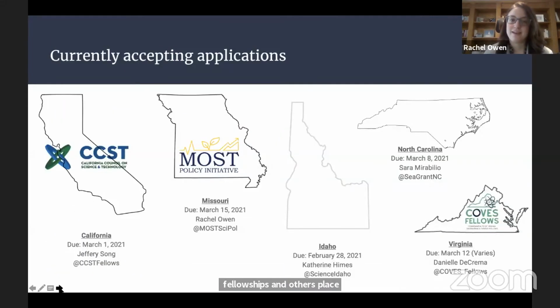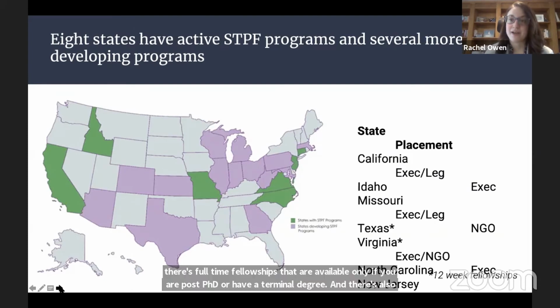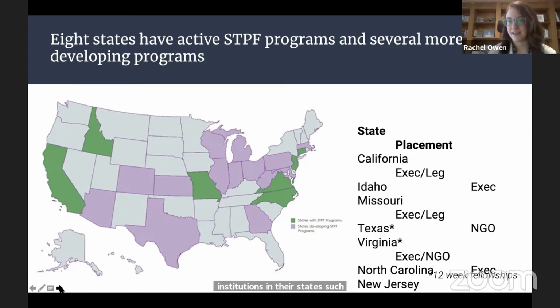But the point I really want to make with that is just that each of those states developed their programs so that it fit the needs of their state. So in Missouri, for instance, we developed our program to not only train fellows into understanding the science policy world, but our legislators gave us very specific feedback on when they need scientific information. And it's when they're having a committee hearing or before they start drafting a bill.